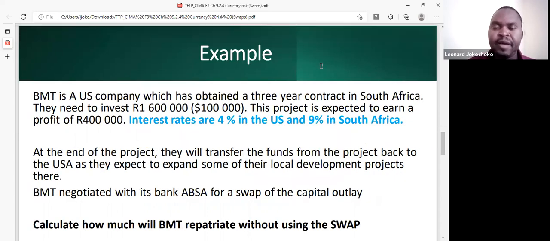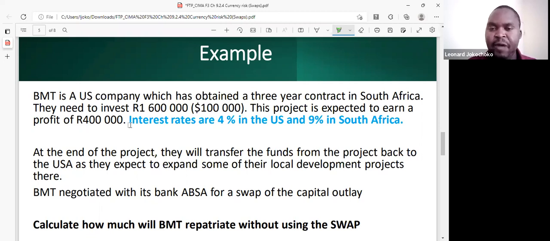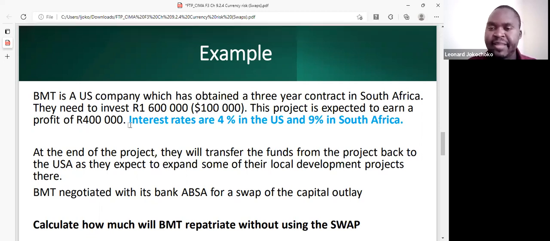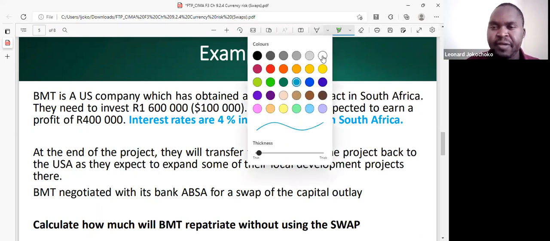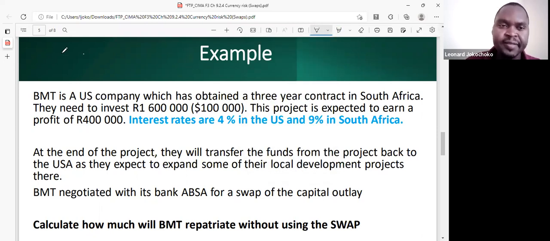On the second example now, we are given the same information, but this time around, there is a change in exchange rate. To calculate the actual rate, we are provided the item in blue there. Interest rates are now 4% in the United States and 9% in South Africa. When I'm given interest rates like that, I can use the interest rate parity theory. If I use the interest parity theory, it will allow me to calculate the future exchange rate.